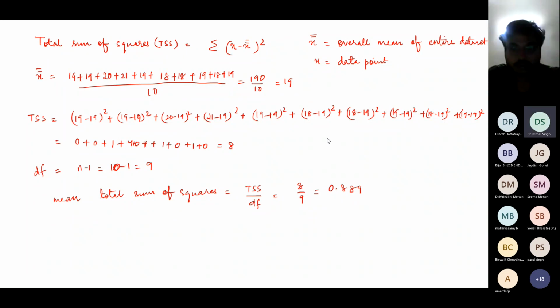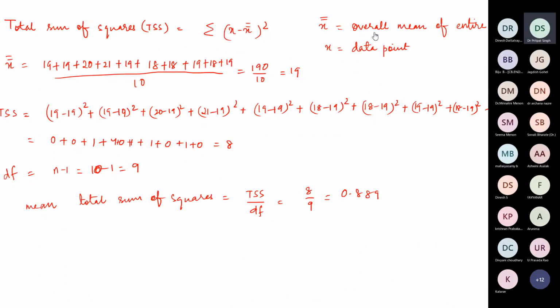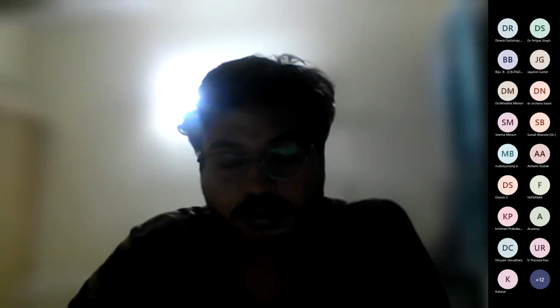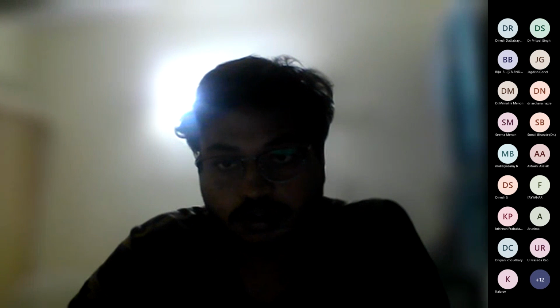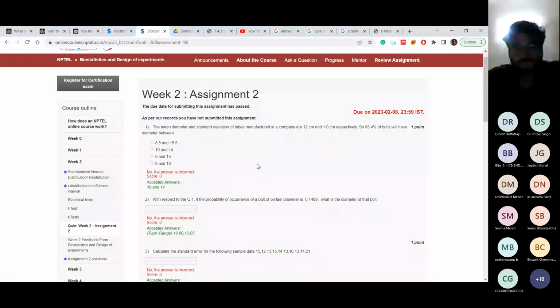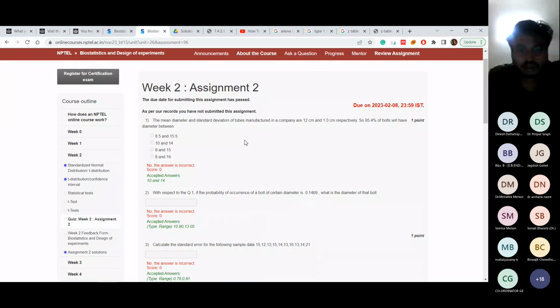Sir, in the week 2 assignment, can we have a discussion on the types of problems like the first and the third one? First and the third one. Yes, in week 2, based on the same lines, where we have to calculate 95%. So can you see the screen?